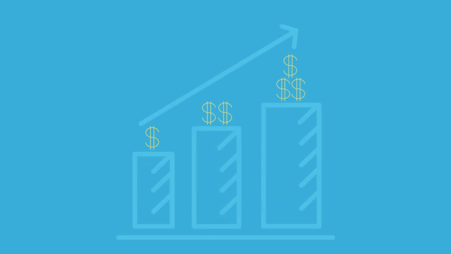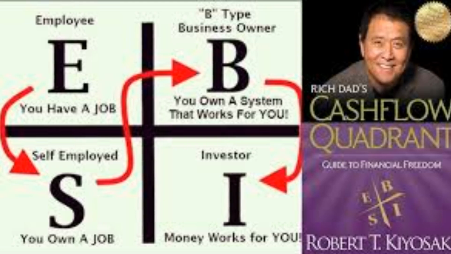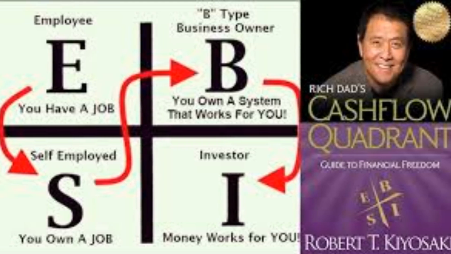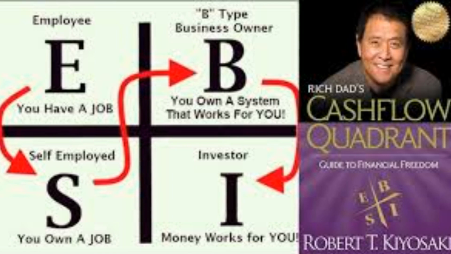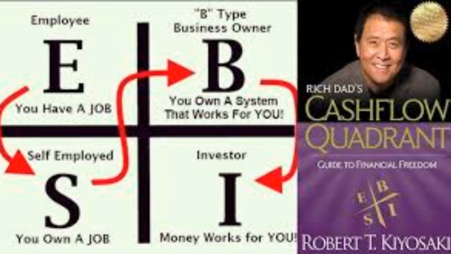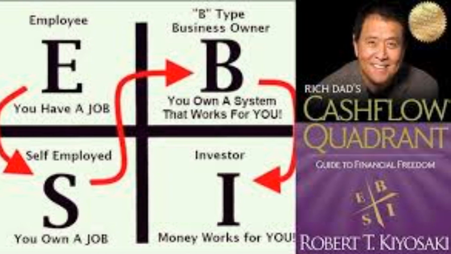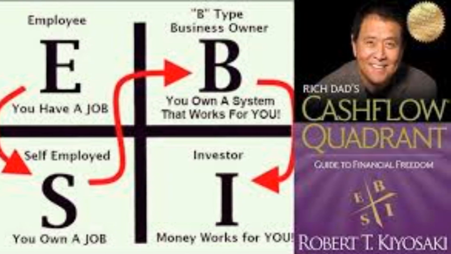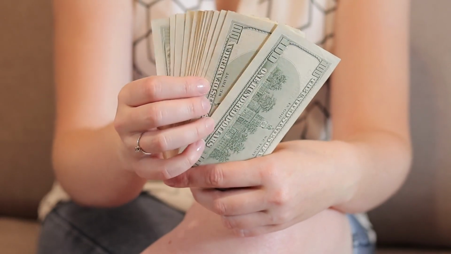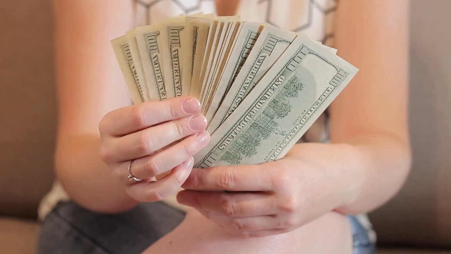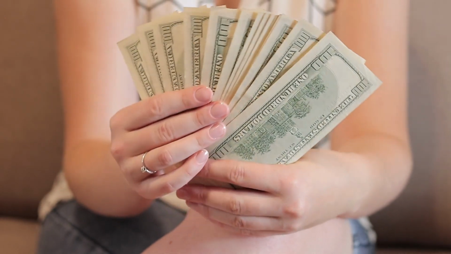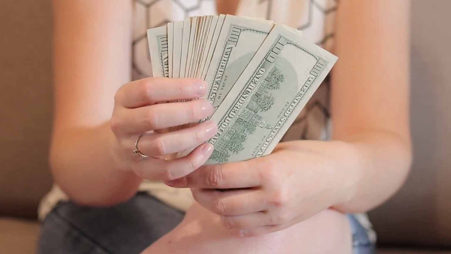Mindset shifts and financial education. Kiyosaki argues that moving from the left side of the quadrant, E and S, to the right side, B and I, requires a significant shift in mindset and financial education. He emphasizes the importance of financial literacy, which involves understanding how money works, how to manage it, and how to make it work for you.